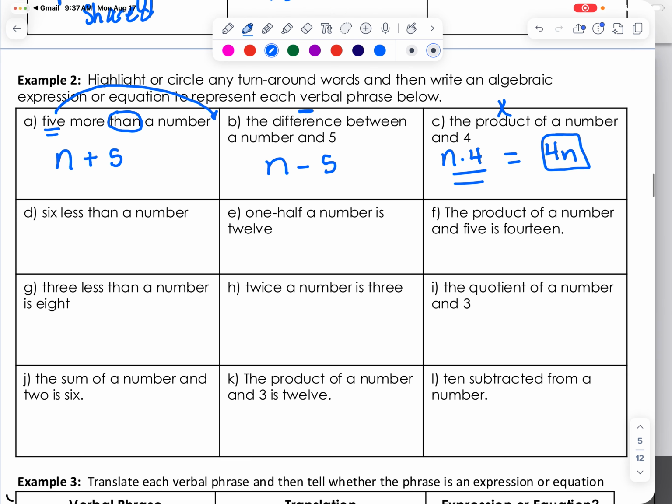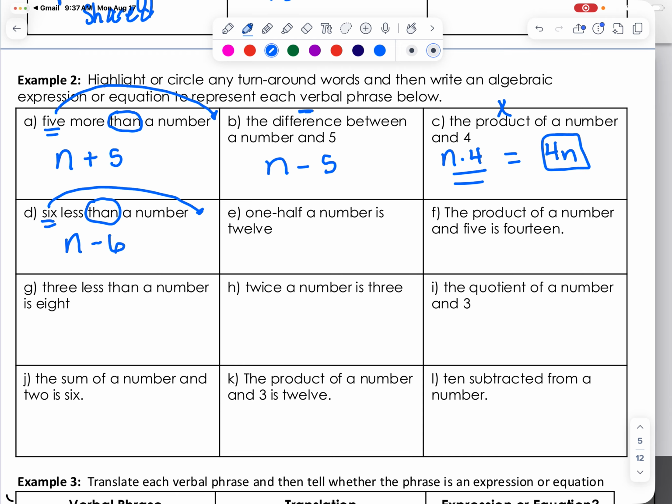All right. Problem D, 6 less than a number. Well, I see a turnaround word here because we have a "than." So that means this 6 has to go at the end of your phrase. So we have a number and we want 6 less than that. So that would be N minus 6.